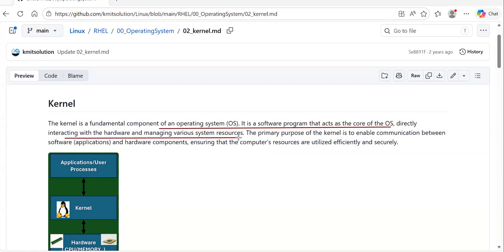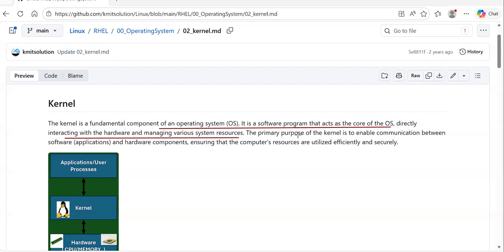So whenever we are using keyboard, mouse, or any hardware devices, how is it communicated to the operating system? Through kernel. So Linux is a kernel. Red Hat Enterprise Linux is an operating system. Ubuntu is an operating system, whereas Linux is the kernel for that.